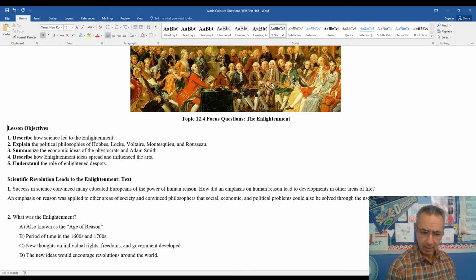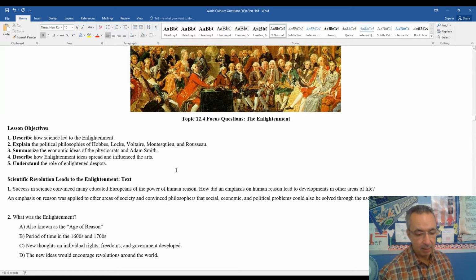So when you look at the Enlightenment, it's also known, as we mentioned in our intro, the Age of Reason. And once again, just like the Renaissance or the Middle Ages or the Scientific Revolution, they don't start on a Monday on a specific date and end on a Wednesday on another specific date. So from a general time perspective, we're looking at the 1600s and 1700s. Different parts of the world embrace it at different points in time. So we had new thoughts on individual rights, freedoms, and how the government should develop.